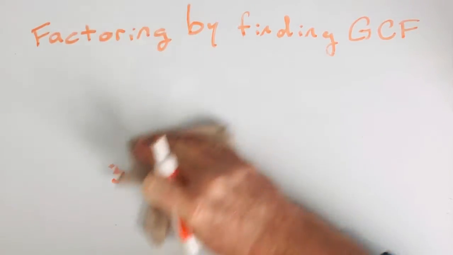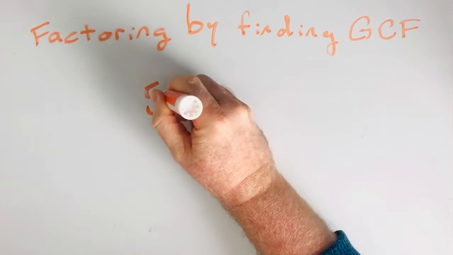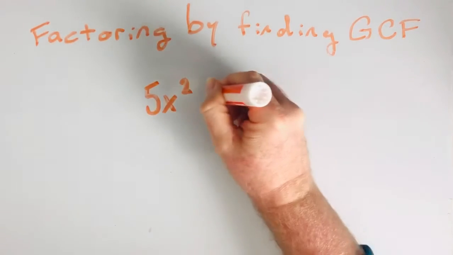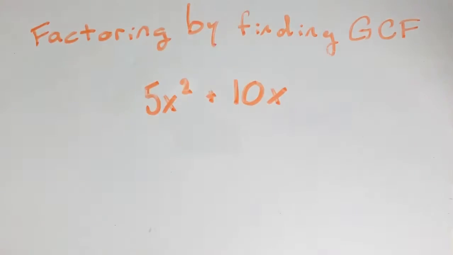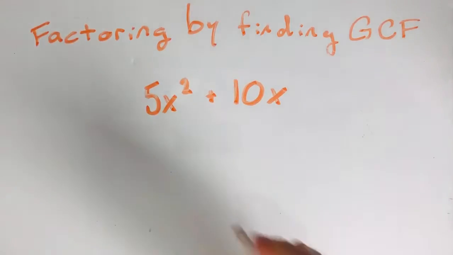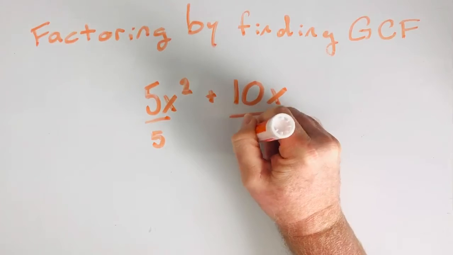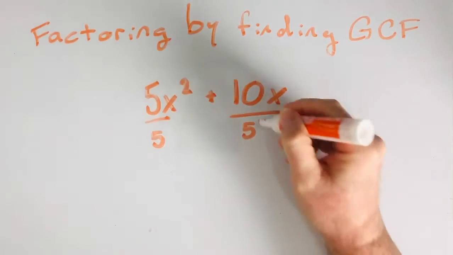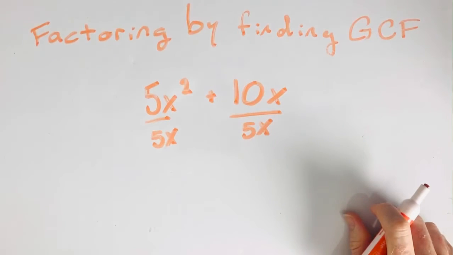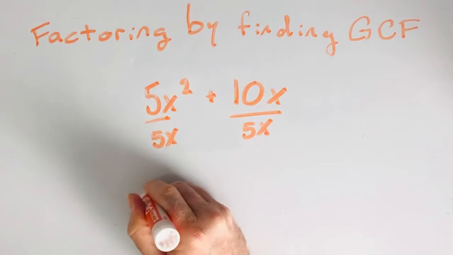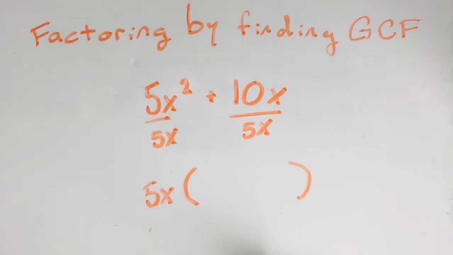Sometimes, though, maybe you'll have 5x squared plus 10x. You'll notice I can divide both of them by 5, but they both have an x as well. So I divided out 5x. That's going to go outside. Now, what's inside the parentheses?